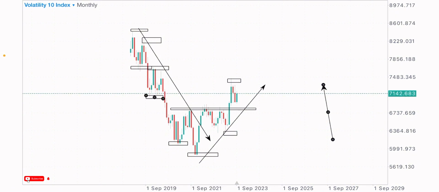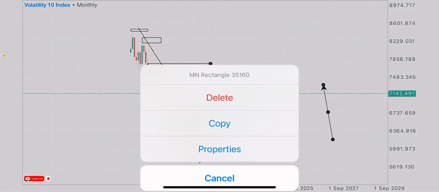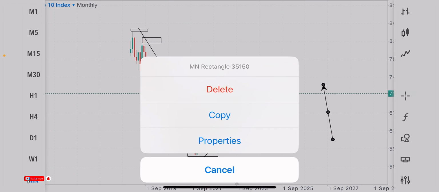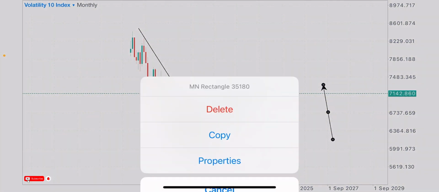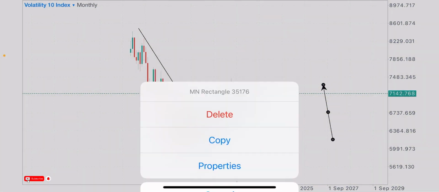Let's clear this chart so we can have a clear identification of our key levels. So after identifying the market structure, the market direction on the monthly time frame, the next thing we do is to spot the market key levels and zones on the monthly time frame. Right, so let's clear the chart so we can spot the market key levels. So we have this level.